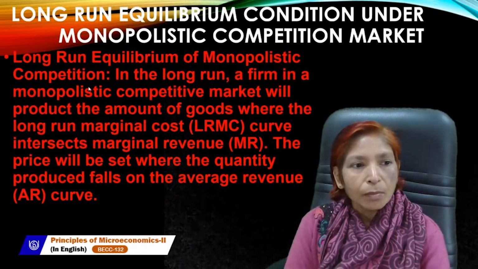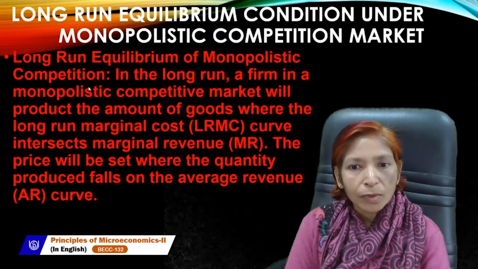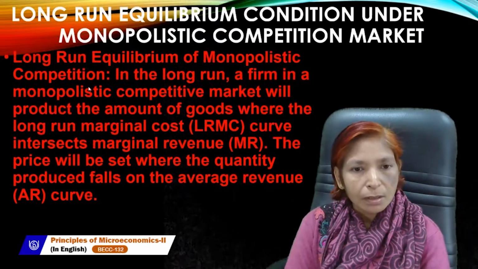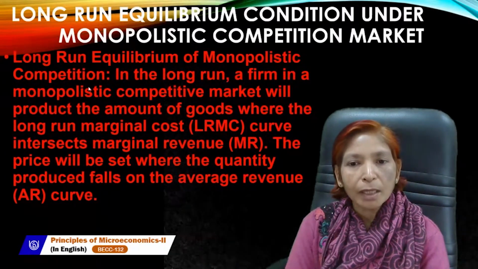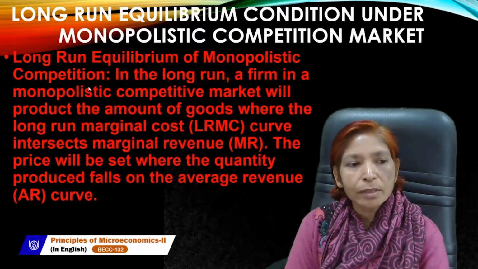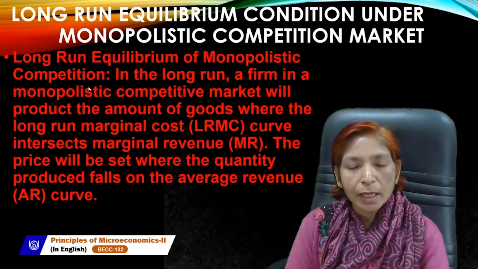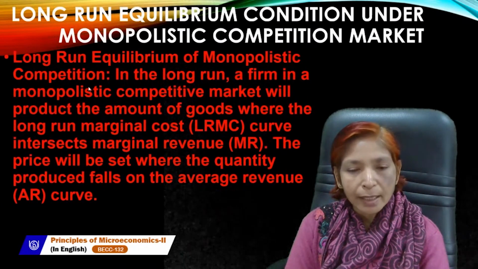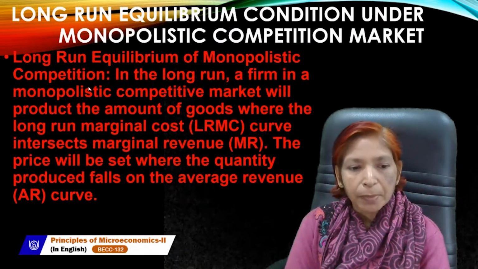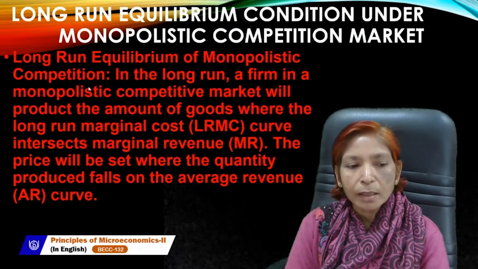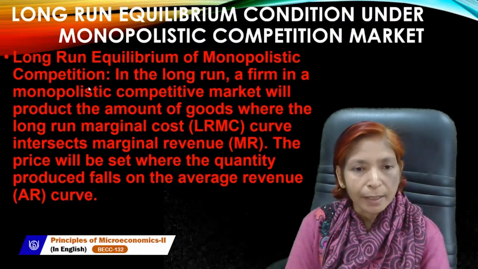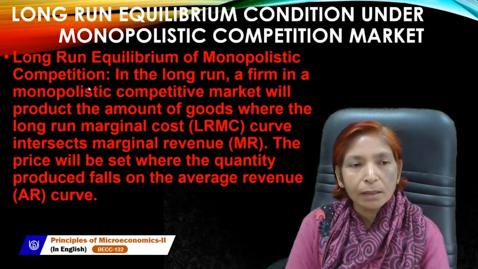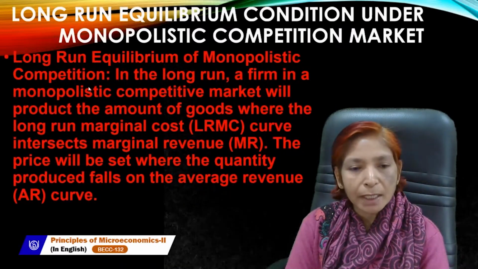So in the long run, a monopolistic competition firm always earns normal profit. First of all, in the long run, a firm in a monopolistic competition market will produce the amount of goods where the long run marginal cost LRMC curve intersects the MR curve. The price will be set where the quantity produced falls on the average revenue curve, because AR is always equal to price. Now, how can we show that long run equilibrium is determined?